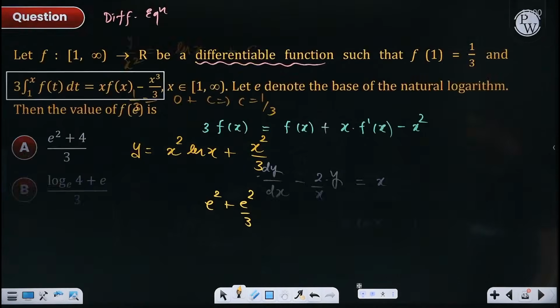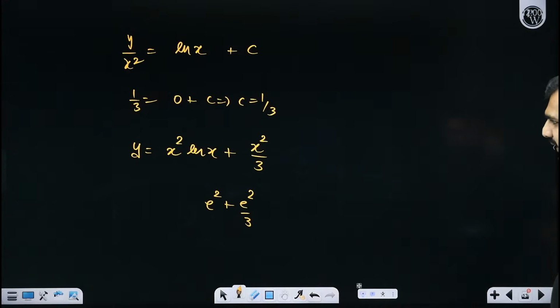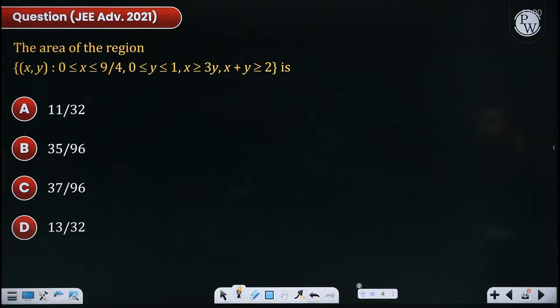Can I move ahead with this? Is it matching with one of the options? I think 4e square by 3. That's the option C, and that's your answer. Great. With this, let us solve the next question.